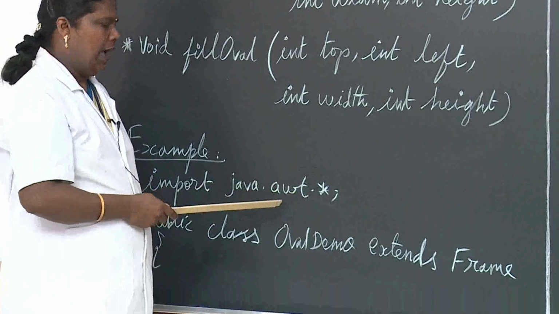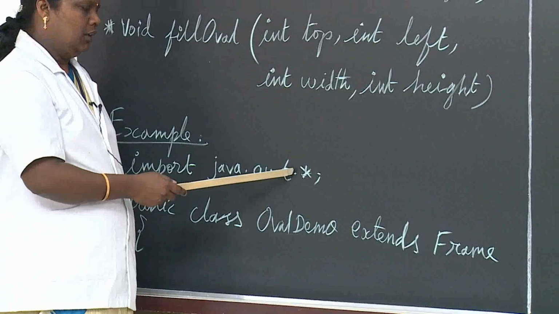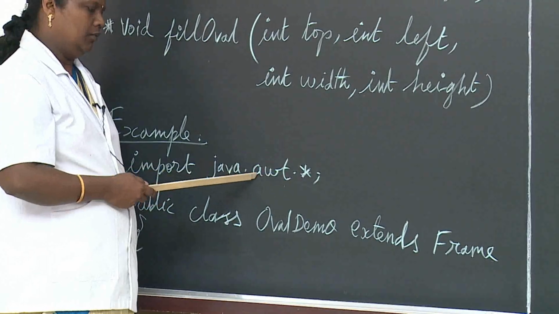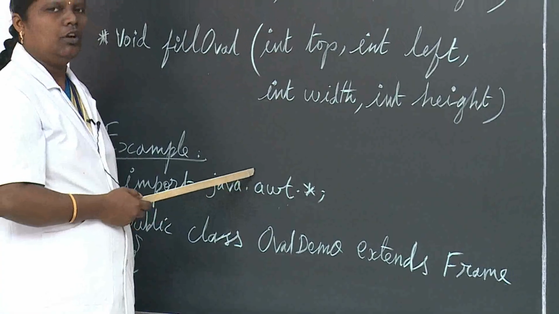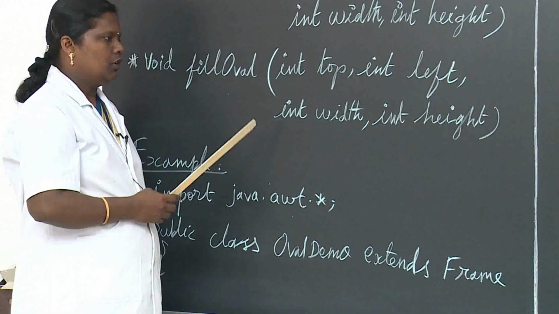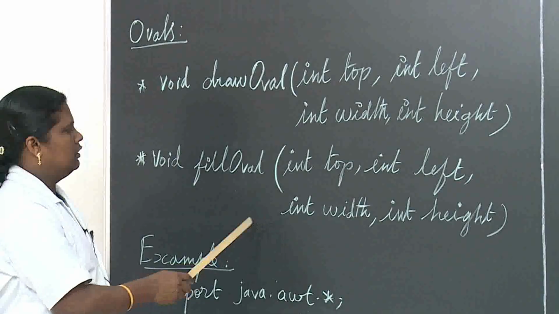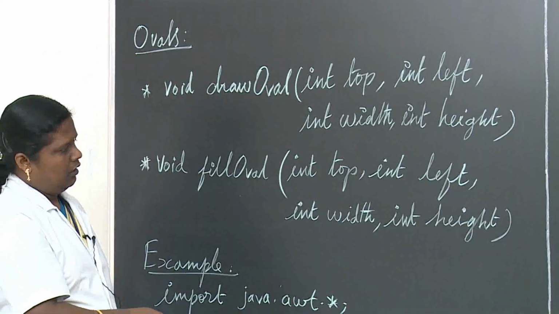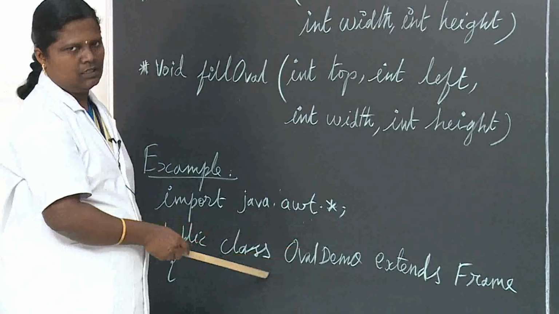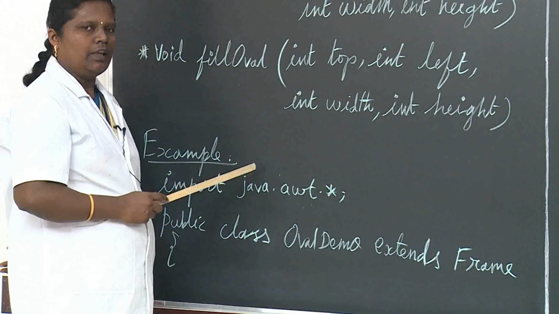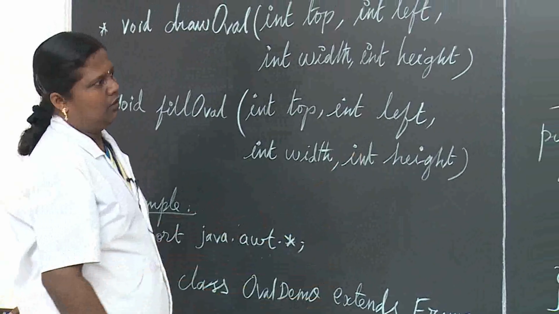AWT in the sense Abstract Window Toolkit. It provides all the 2D objects in order to draw over the frames. With this, these two functions will draw the ovals by using this Java coding. So I have done an example coding for the same.